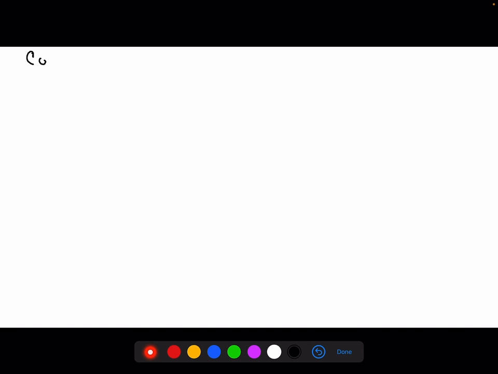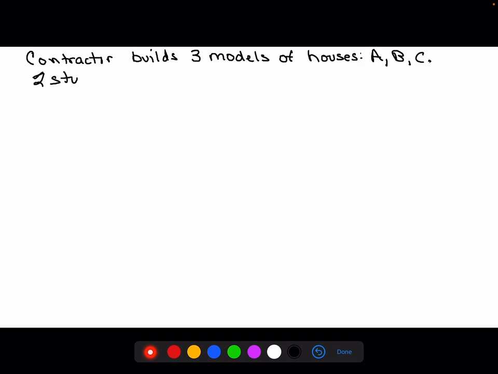Let's see, a contractor builds three kinds of houses, three models of houses: A, B, C. Okay. There are two styles: colonial and ranch.